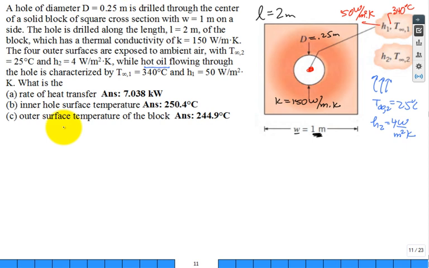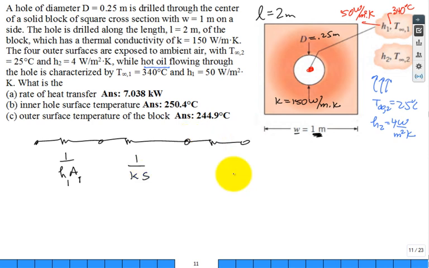Well, you've got to first get it out of the oil and to the inner surface of the hole of the block, of the solid. That's a convective resistance, 1 over h1 A1. And then we're going to have some resistance of conduction through that block. Well, that's an L over kA, but we don't have an L or an A. We have a shape factor, or we can get a shape factor, 1 over kS. And then we have 1 over h2 A2 on the outside.